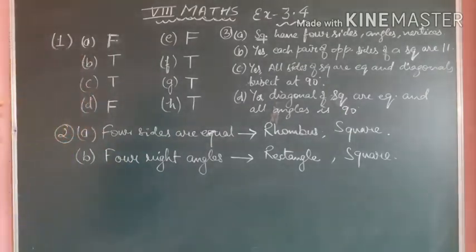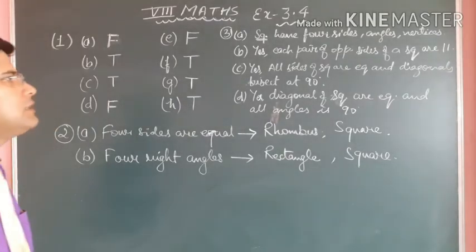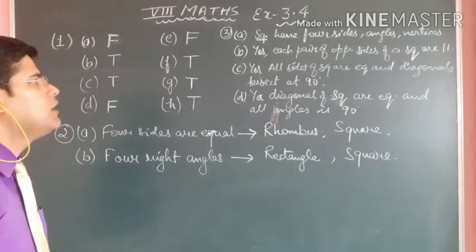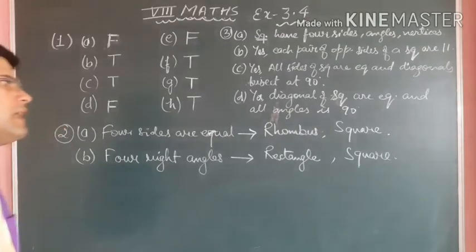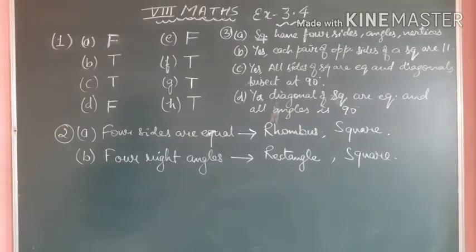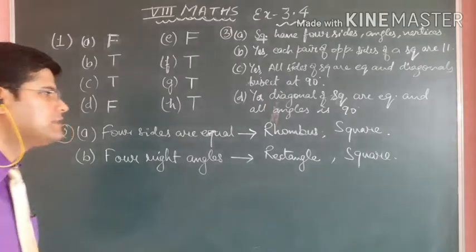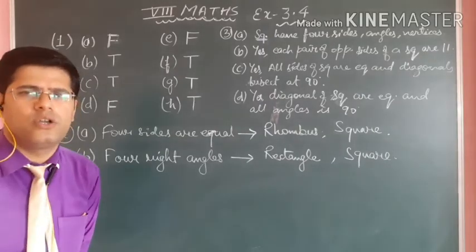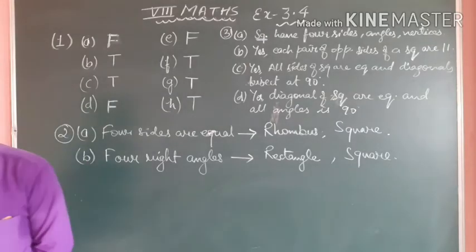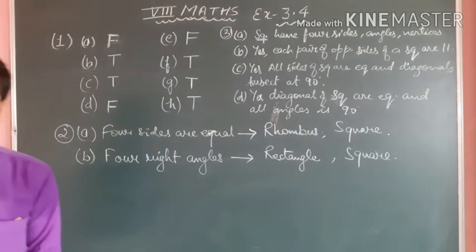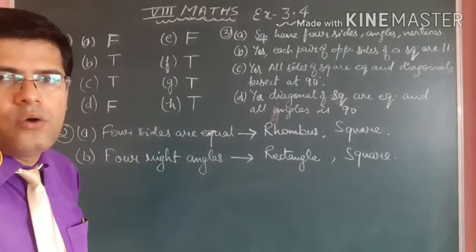A square has four sides, four angles and four vertices, so we can say that a square is a quadrilateral. A square is a parallelogram because each pair of opposite sides of a square are parallel. It's a rhombus because all sides of a square are equal and diagonals bisect at 90 degrees. Now the D part: is a square a rectangle? Yes, diagonals of a square are equal, and all angles are 90 degrees. So a square has all the properties. I already told you that we can call the square the king of quadrilaterals, as it has all the properties of the other quadrilaterals. Okay, students.